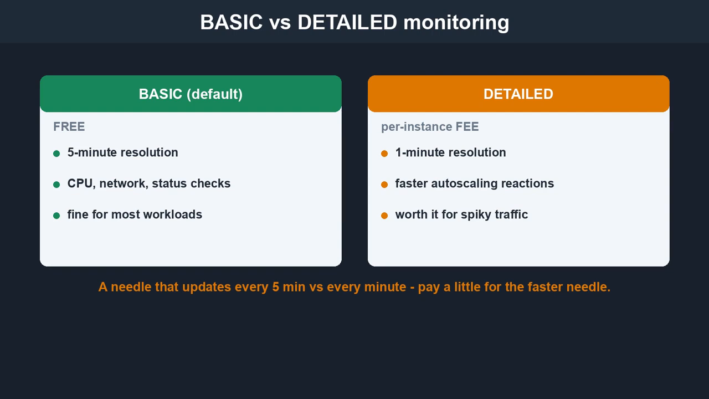A quick but important distinction. Basic versus detailed monitoring. Basic is the default, it's free, and it gives you 5-minute resolution, perfectly fine for most workloads. Detailed monitoring gives you 1-minute resolution for a small per instance fee, and it's worth it when you need fast autoscaling reactions or you're watching spiky, bursty traffic. It's the difference between a gauge whose needle updates every 5 minutes and one that updates every minute. You pay a little more for the faster needle.